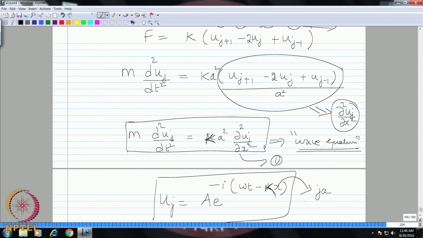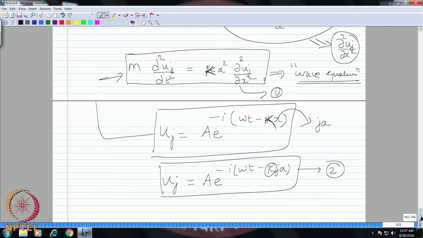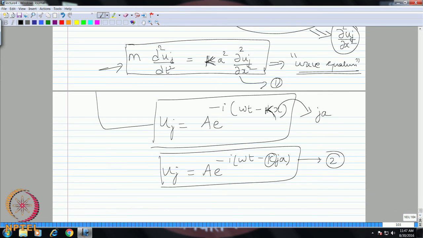So, you substitute this into this equation, and write down a relationship between the angular frequency omega and kappa. So, what is this relation called? Dispersion relation.